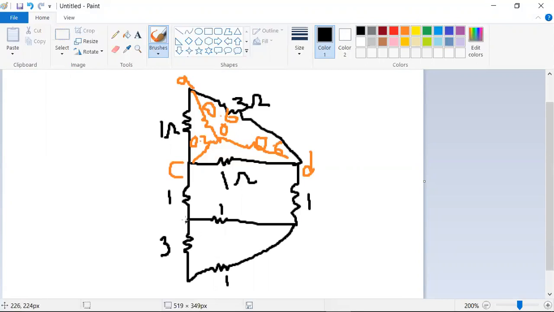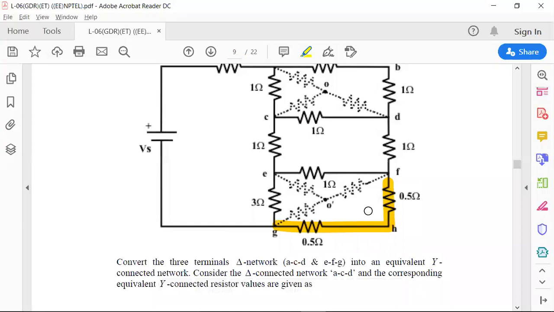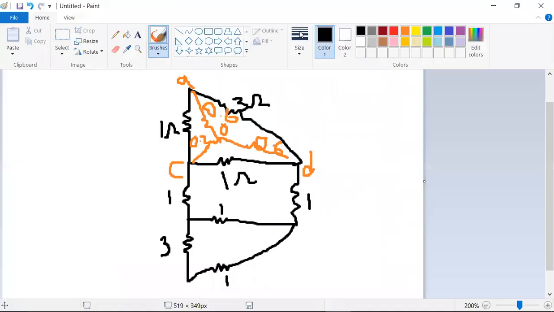Now from this circuit, this looks like a delta. It's not series, it's not parallel, because you already did the series. From this series, you got a circuit like a delta. Now you're converting delta to star. So now I'm making a star connection of this branch.